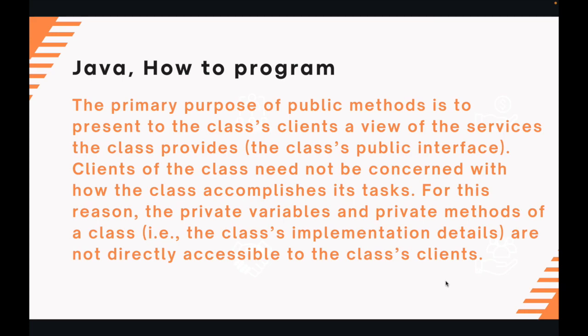Clients of the class need not be concerned with how the class accomplishes its tasks. For this reason, the private variables and private methods of a class, that is the class implementation details, are not directly accessible to the class's clients.